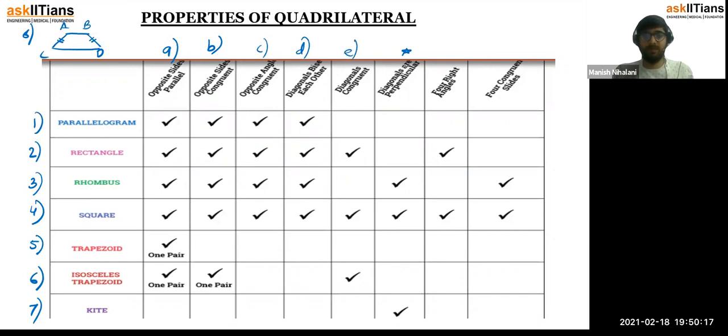In a rhombus and a square, the diagonals are perpendicular to each other. That is, diagonals bisect each other at right angles. Now, the major difference between the rhombus and a square is that in a square the diagonals are equal, but in a rhombus the diagonals are not equal, right? This is one important difference.